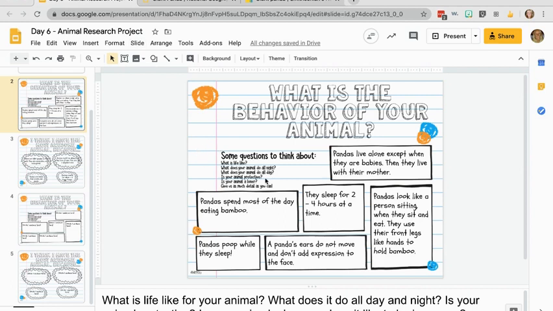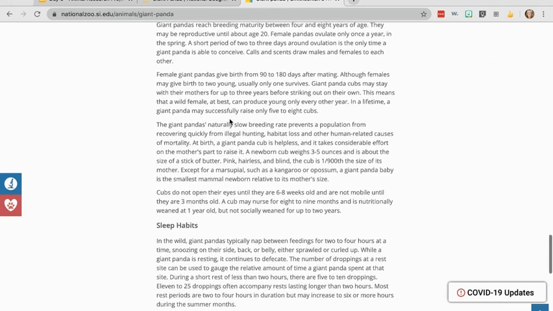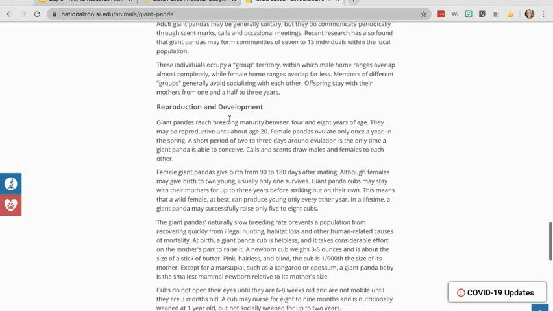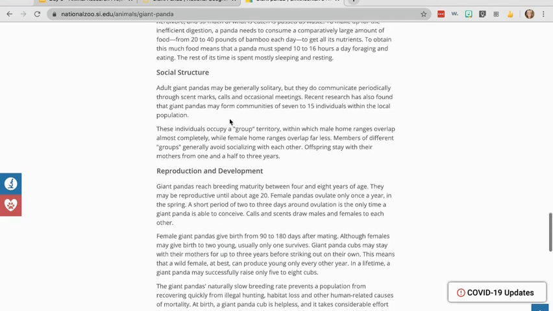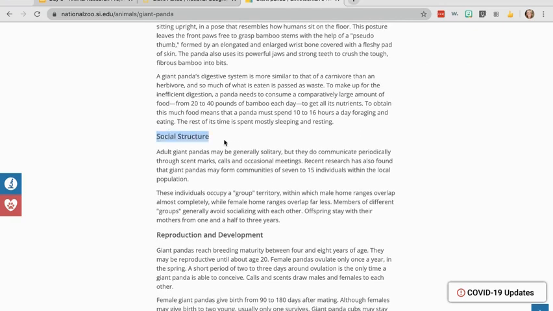Is your animal protective? Is it a loner? Okay, so those questions I have in my mind as I'm looking through. Eyesight. Huh. Social structure. That's probably going to tell me about if the pandas are a loner or not. So I'm going to read.